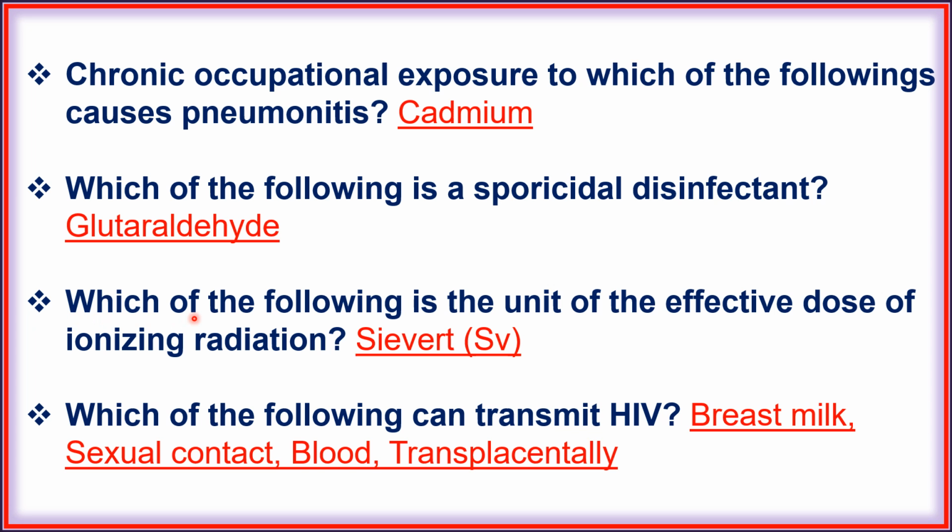Next, which of the following is the unit of the effective dose of ionizing radiation? Sievert. Next, which of the following can transmit HIV? Breast milk, sexual contact, blood, and transplacentally.